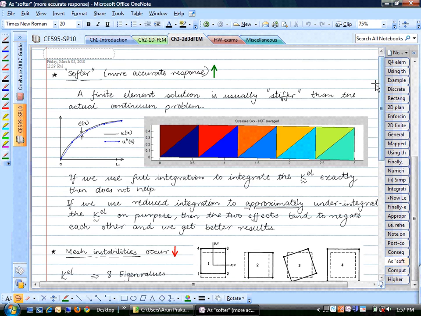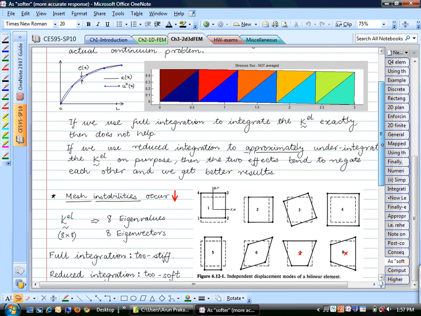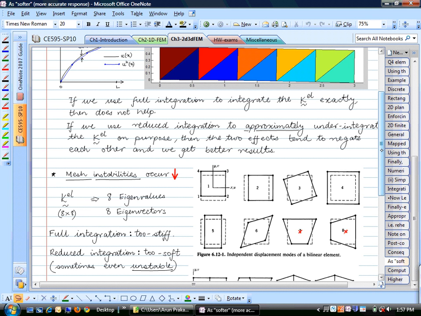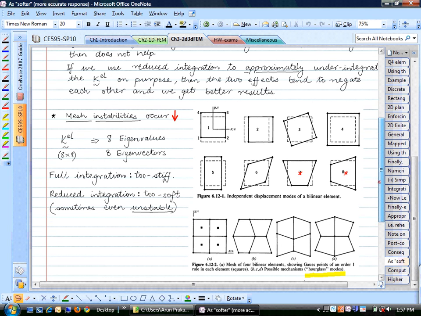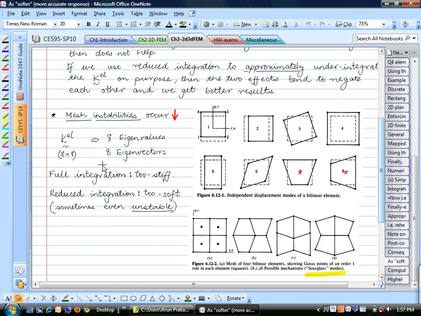And then we saw that in general, finite elements are stiffer, and if you use the reduced integration rule, it makes your response softer, and that is a little more accurate than the full integration rule. And this is about where we stopped last time. So let me make this point again here.